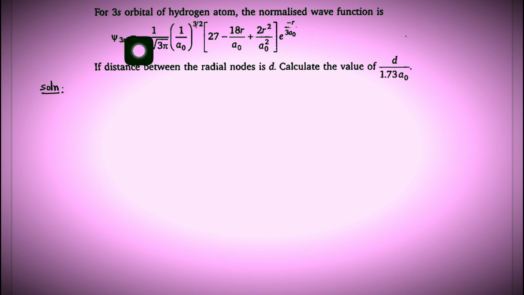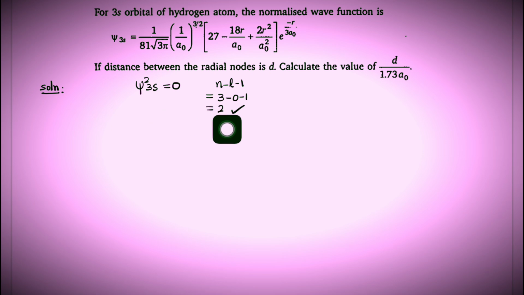So we know that radial nodes occur when psi square of 3s will be equal to 0, where the probability of finding the electron will be 0. The general formula for finding the number of radial nodes is n minus l minus 1. For 3s orbital, n is 3, l is 0, so there are 2 radial nodes. We have to figure out both the radial nodes and their distance from the center, subtract the distances, and find the value of this expression.